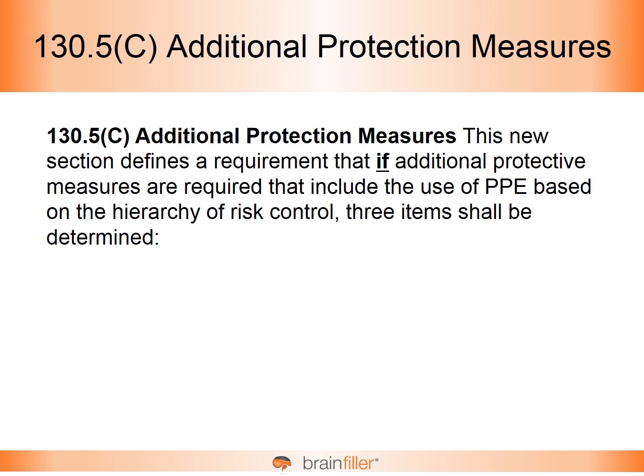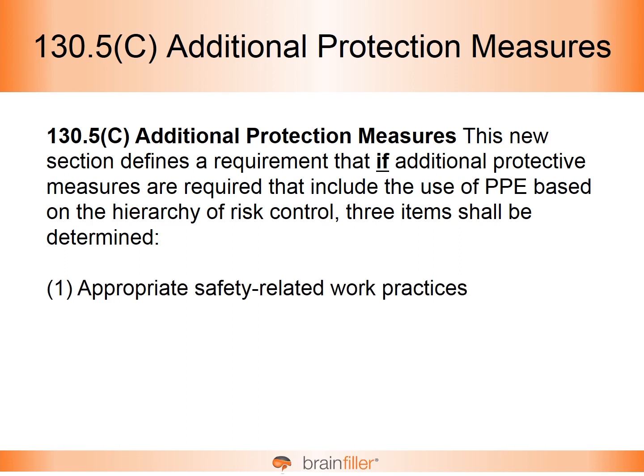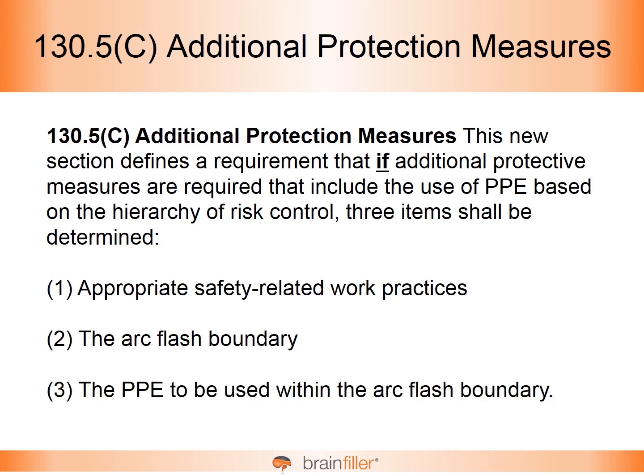130.5c, additional protection measures. This is a new section, and it defines a requirement that if additional protective measures are required that include the use of PPE based on the hierarchy of risk control. Now remember, the hierarchy of risk control begins with elimination of the risk, and then it goes through the hierarchy and ends with PPE. So if we get down to where PPE is required, there are 3 items that need to be determined. Appropriate safety-related work practices, the arc flash boundary, which I'll discuss here in a little bit, and the PPE to be used within the arc flash boundary.